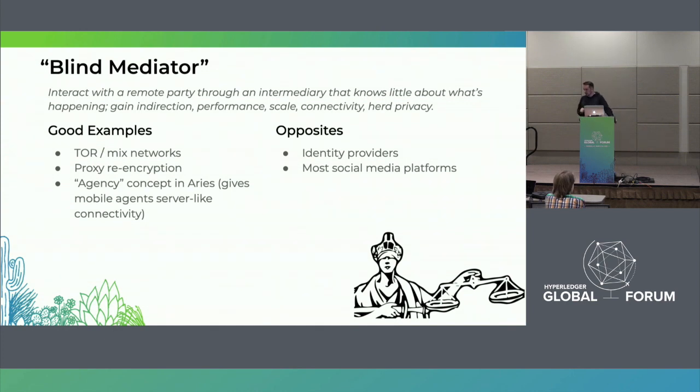Second pattern here, a blind mediator pattern. So this is a style of interactivity where you have somebody between the two parties that really want to talk, and this between person or entity is deliberately blinded so that they can't be partial. There's several different ways that you can accomplish the blinding. And as a result, what you gain from this is a certain kind of indirection, and in some cases you can gain performance, scale, connectivity, or privacy benefits by having this blind mediator.